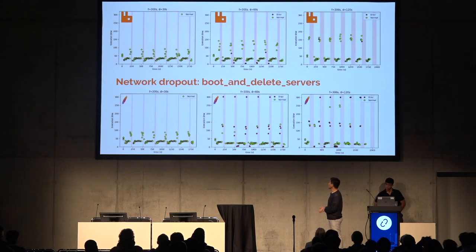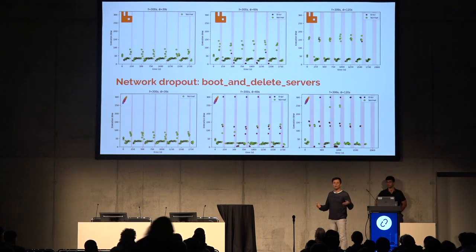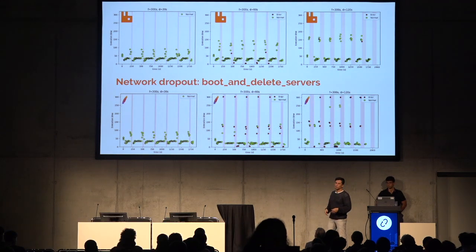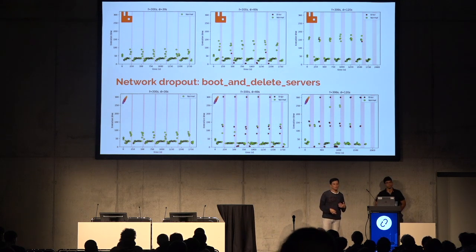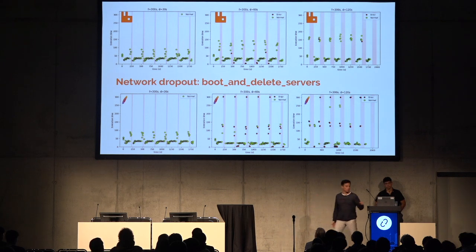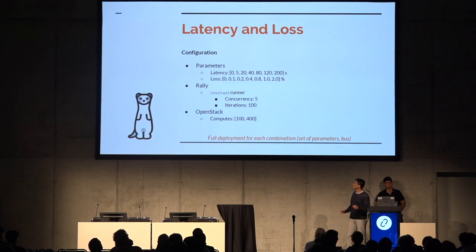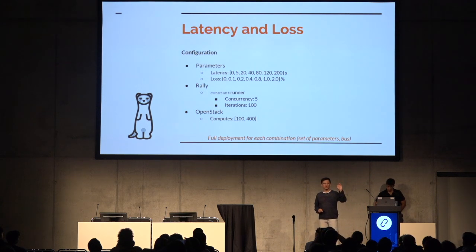Again, RabbitMQ apparently works better than Qpid Dispatch because of the retention of messages, because routers don't have this feature. Now, concerning the latency and loss, we use three parameters: the latency, loss, and computes deployed on the infrastructure.